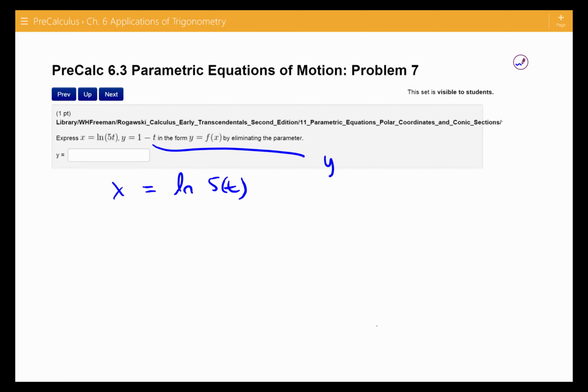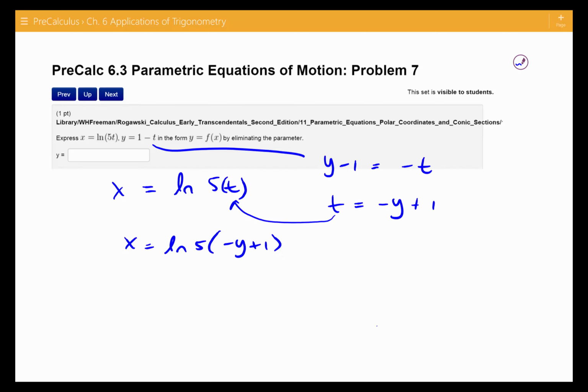So I'm going to subtract 1 from both sides and then multiply through by a negative 1. So I get t equals negative y plus 1. And then I'm going to substitute that in right here for this t. So I get natural log of 5 times negative y plus 1. And now I need to solve for y.